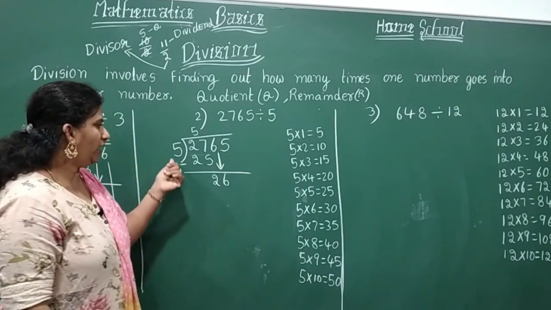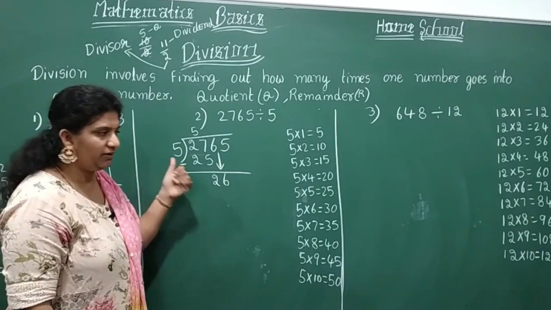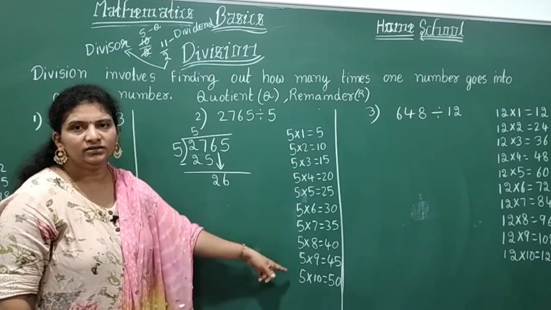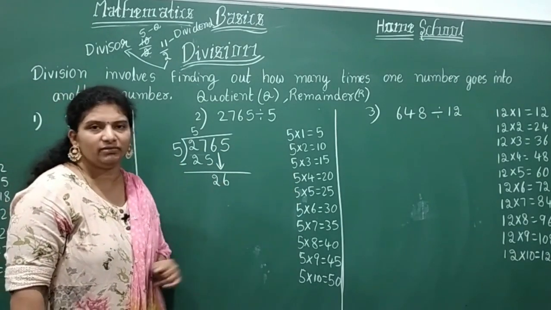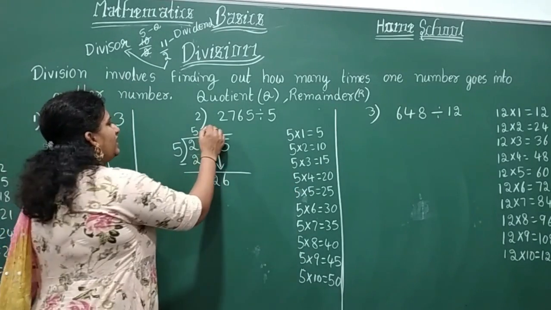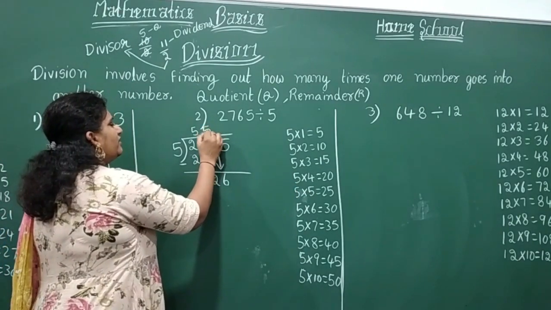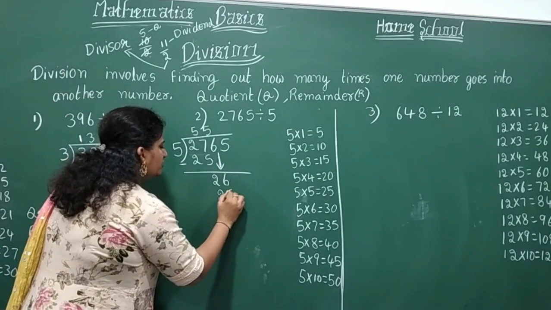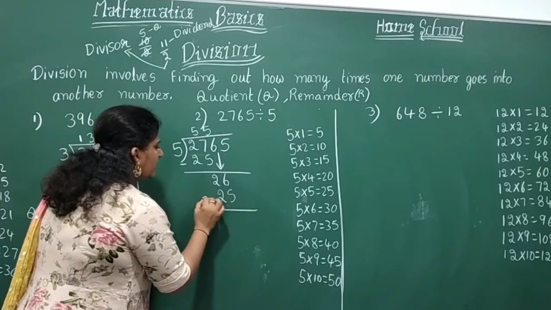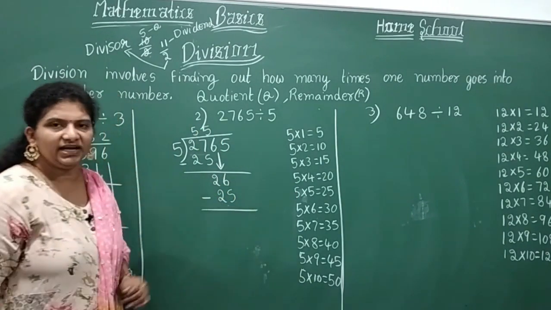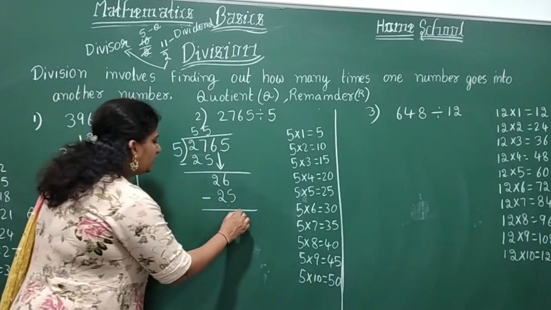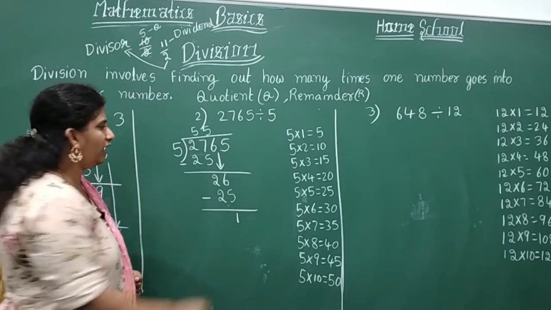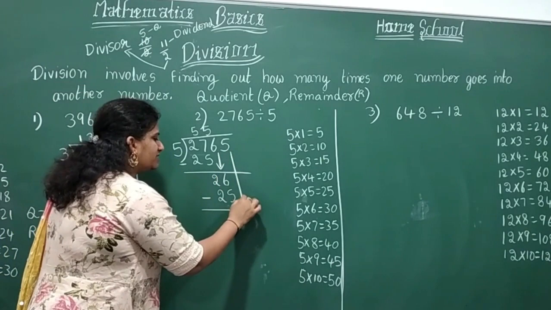26. Okay, now again, same 5 table. Where do you get the number nearer to 26? The same number. 5 5s are 25. So let me write here 5 5s are 25. Now subtract here again, children. 26 minus 25 will be 1. Okay. So now drag this number down.